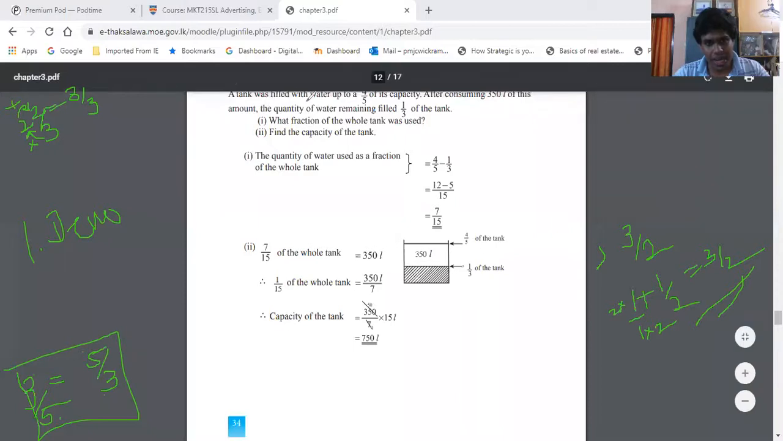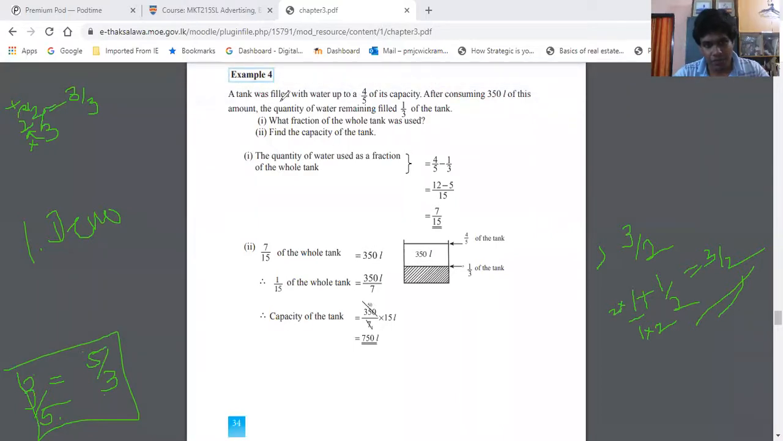A tank was filled with water up to 4/5 of its capacity. Always, if it's hard for you, draw the figure. 4/5 of its capacity. After consuming 350 liters of this amount, the quantity of water remaining filled 1/3 of the tank.